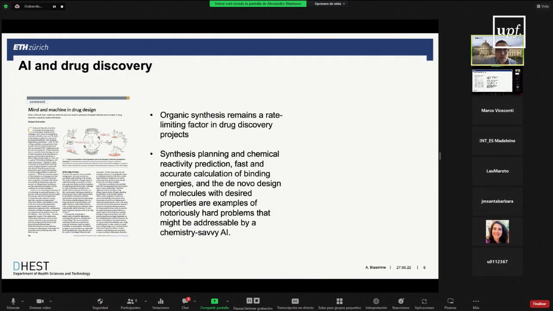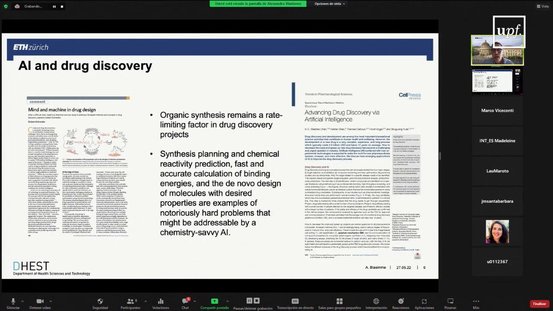Another area of interest for the use of AI is drug discovery, of course, and the use of AI for drug discovery is again very appealing because it can help predict chemical and physiological features of molecules, and also help designing new molecules for molecular targets.